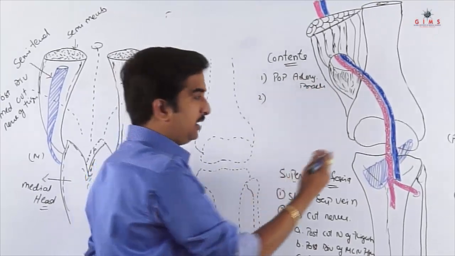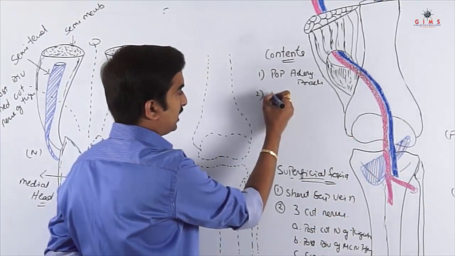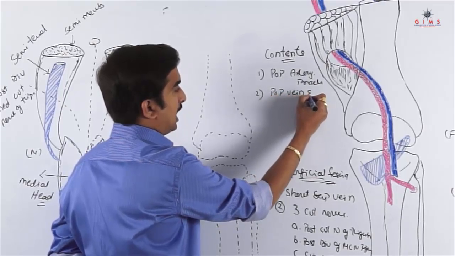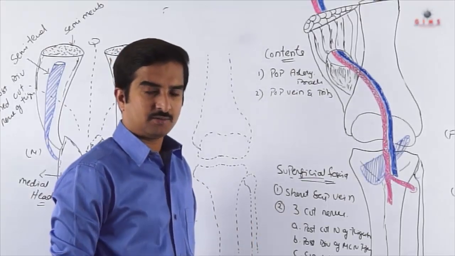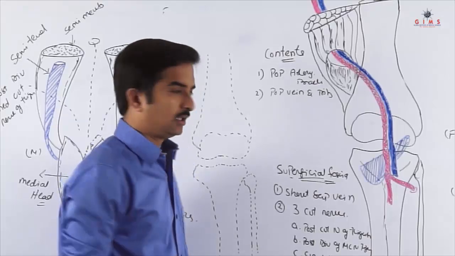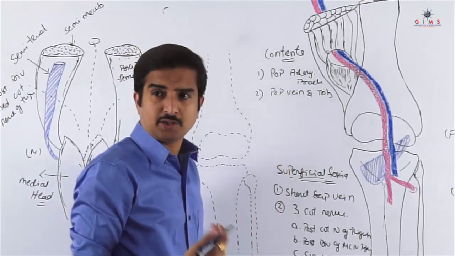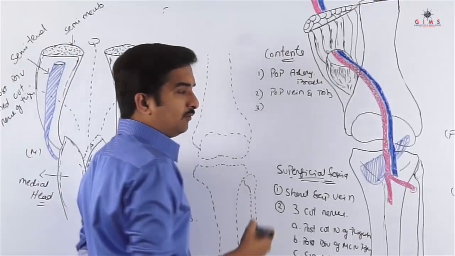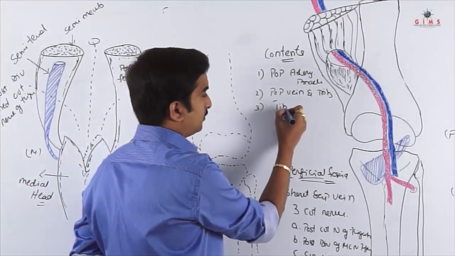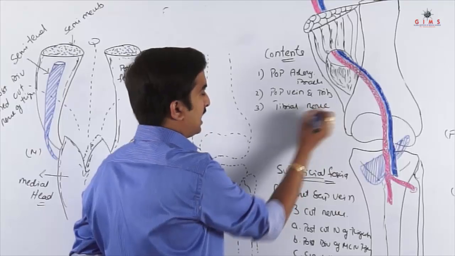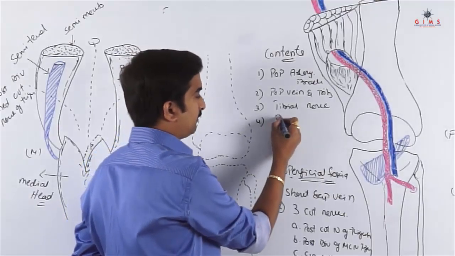And the second one, immediately beside the popliteal artery, you can see the popliteal vein. So we will write the popliteal vein and its tributaries. We are studying about the contents of the popliteal fossa: the popliteal artery and its branches, the popliteal vein and its tributaries, and the third one, we also have the tibial nerve as well as its branches, and we have the peroneal nerve, that is the common peroneal nerve.